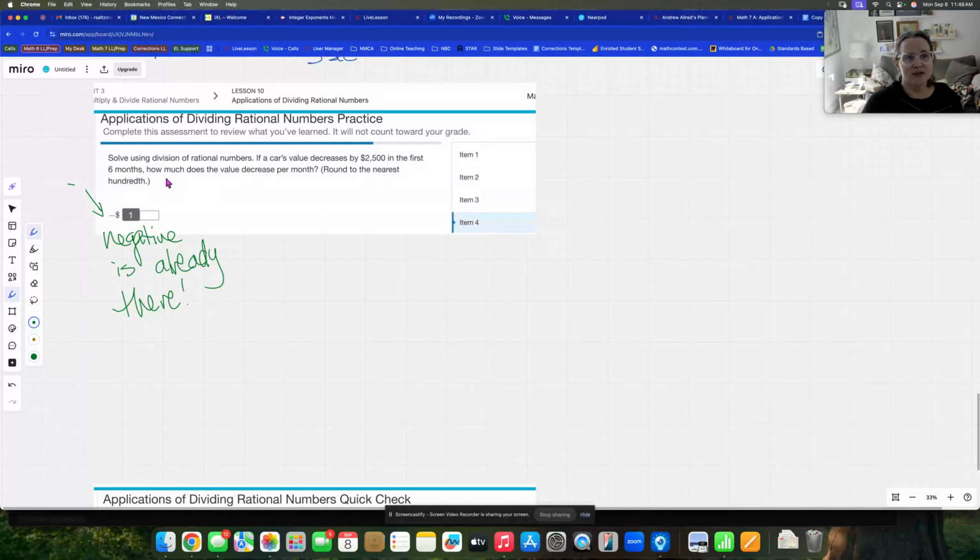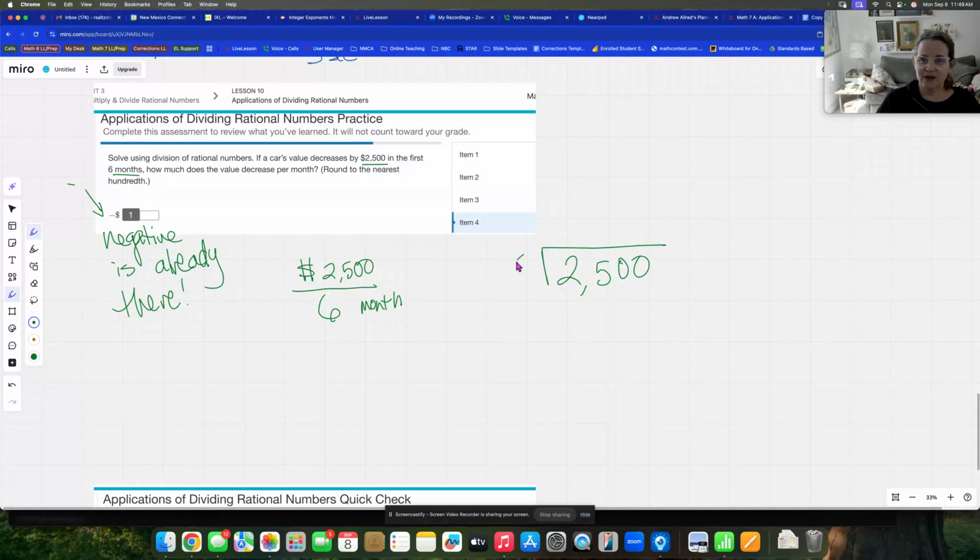Okay. So solve using division of rational numbers. If a car's value decreases by $2,500 in the first 6 months, how much does the value decrease per month? Okay, so money per month. You're going to take 2,500. You're going to divide by 6. Oops, I just made that car a lot more valuable than it was. 2,500, not 25,000. All right, I'm going to divide by 6.